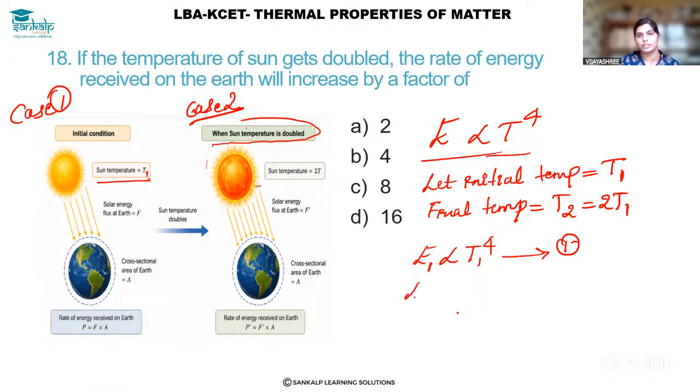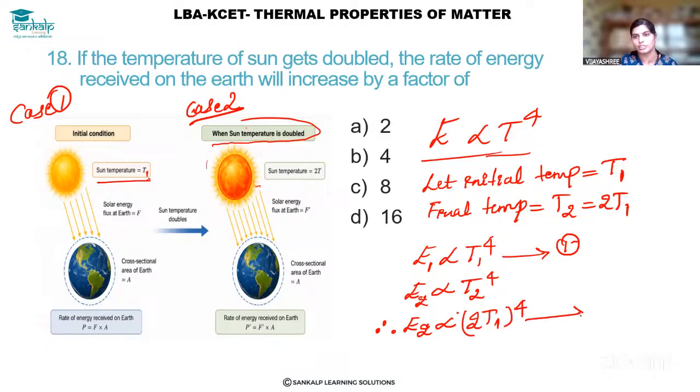Okay. So E2 is directly proportional to T2 raised to 4. Therefore, T2 is replaced by 2T1. E2 is directly proportional to 2 times T1 whole to the power 4. Take it as equation number 2. Okay, now compare equation number 1 and 2. Divide equation 1 by equation number 2.